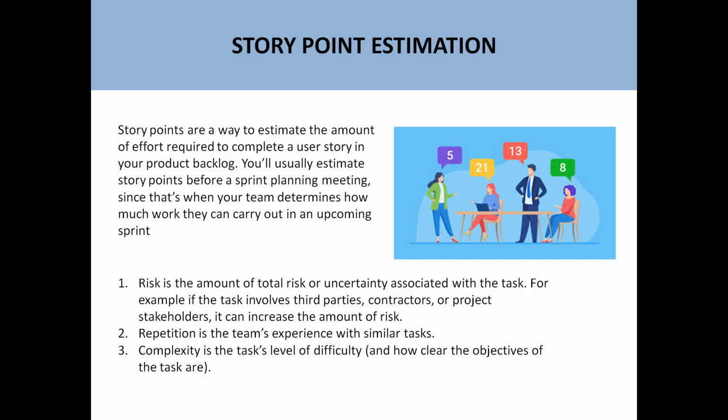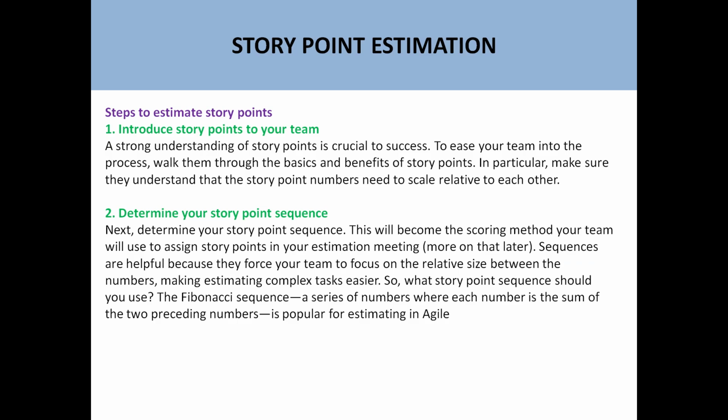So the factors involved in the story point estimation: the first one is the risk, the amount of total risk or uncertainty associated with the task. For example, if the task involves third parties, contractors, or project stakeholders, it can increase the amount of risk. Repetition is the team's experience with similar tasks. Complexity is the task's level of difficulty. So there are a few factors involved whenever you are estimating the story.